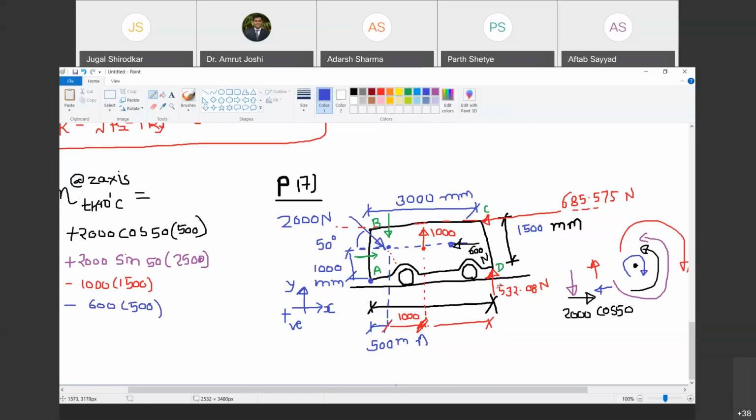Now the next force, 532.08. Will it cause any moment about C? No, because its line of action is passing through C itself. Same for 685.575. Will it cause any moment? No, because its line of action is passing through C. Are you with me? So therefore I write plus 532.08 into zero. In an exam there is no need to write or consider this, but here, for understanding, we are doing it. So I write plus 685.575 into 0.